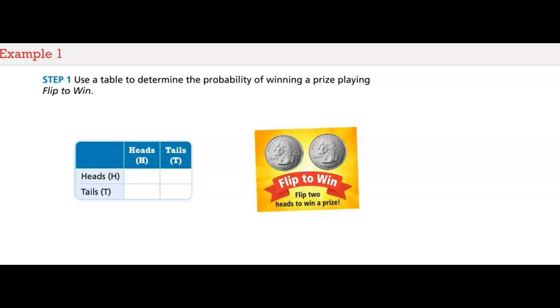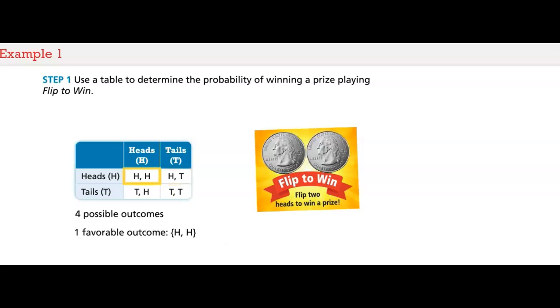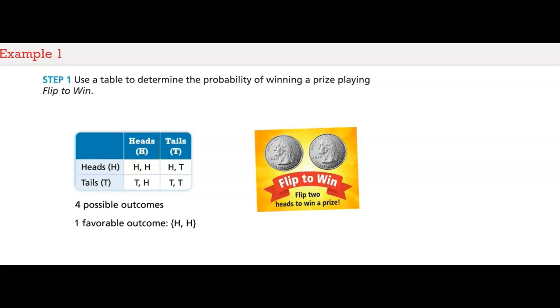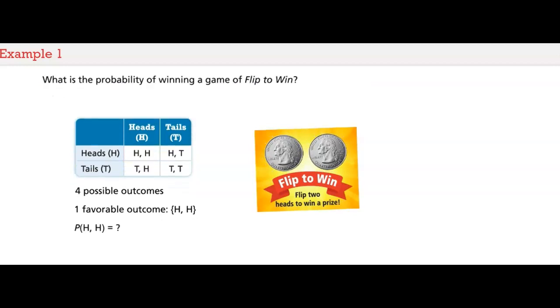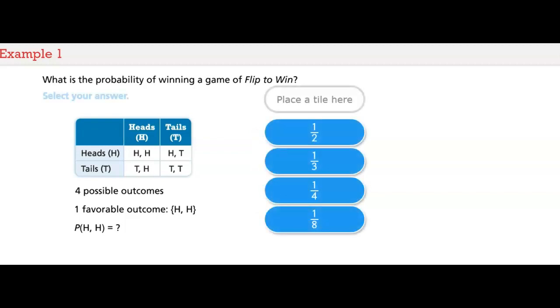The first flip will be either heads or tails. The second flip will also be either heads or tails. So there are 4 possible outcomes, and there's one favorable outcome, 2 heads. What is the probability of winning a game of Flip to Win? Select your answer.